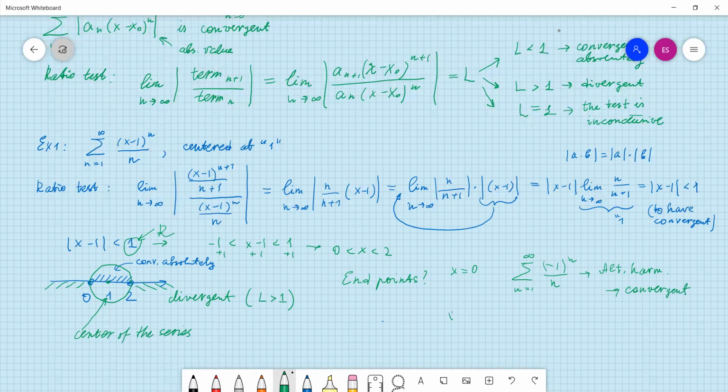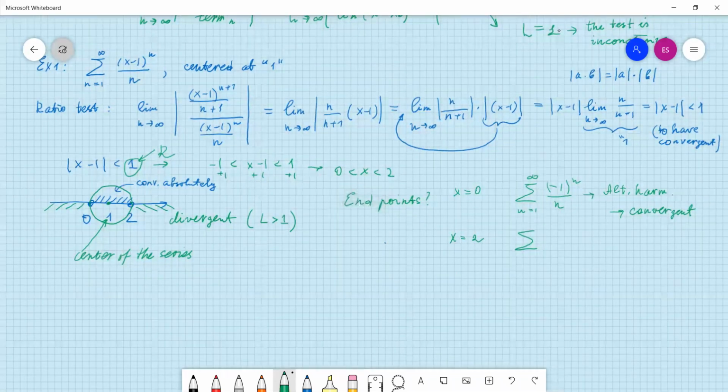Okay, for x equals 2, I'm going to have 2 minus 1 is 1. So 1 to the power of n. Sorry, it doesn't look very nice. Let me scroll it a little bit up. So 1 to the power of n over n. This one is actually the normal harmonic. And it's divergent, right? We remember that harmonic is divergent. Alternating harmonic is convergent, but just general harmonic is divergent.